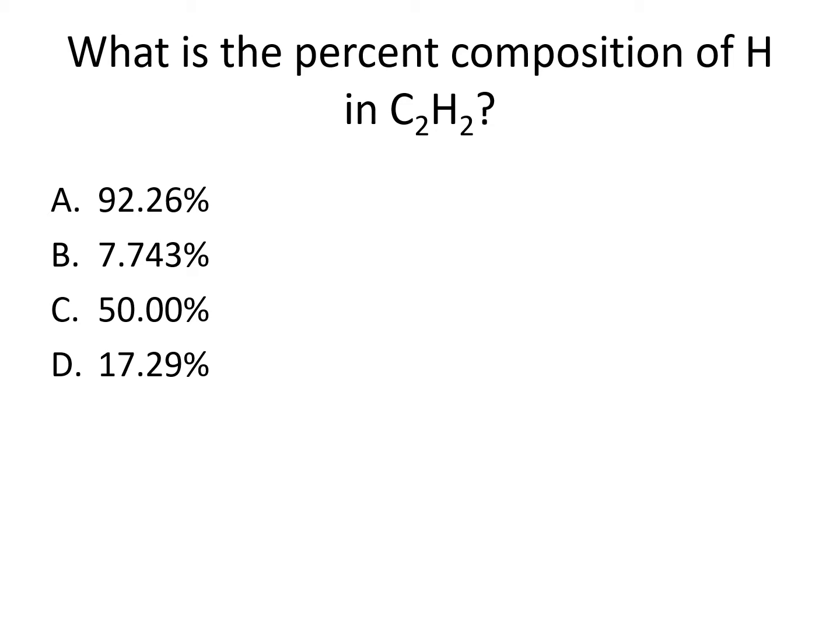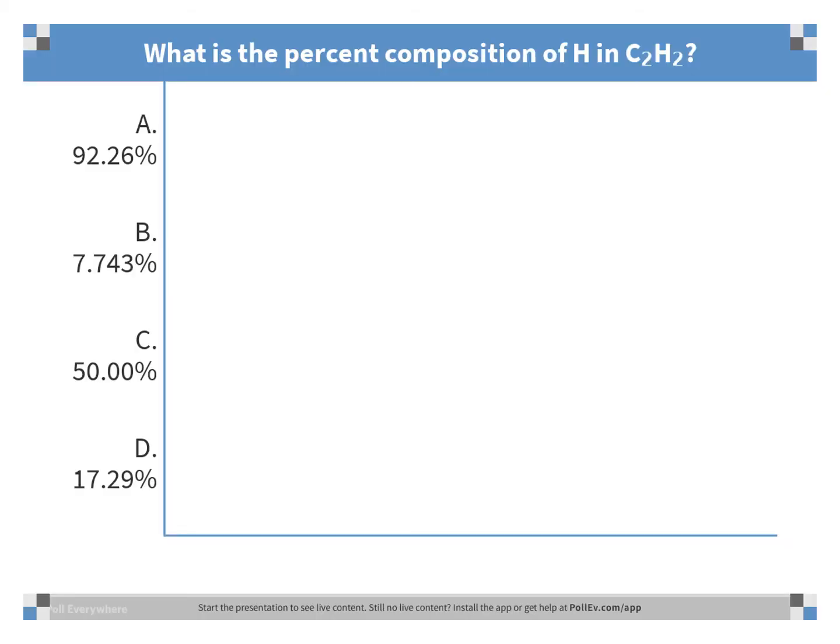Here's a question for you. What's the percent composition of hydrogen in C2H2? The correct answer is B, 7.743%. Notice that we're not talking about numbers of atoms.